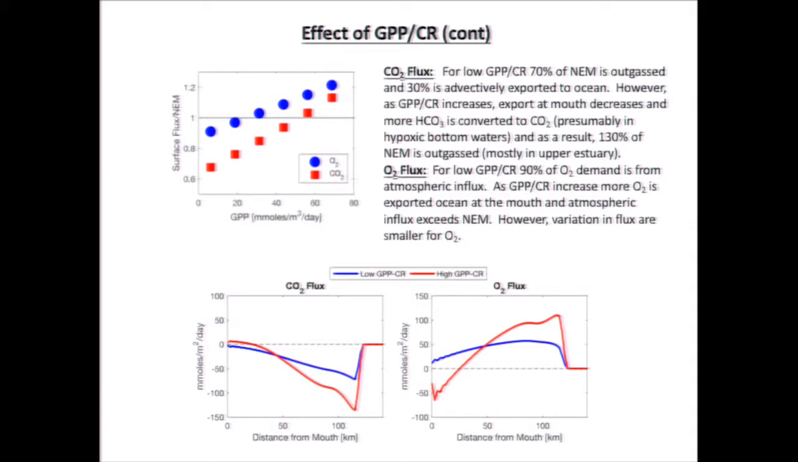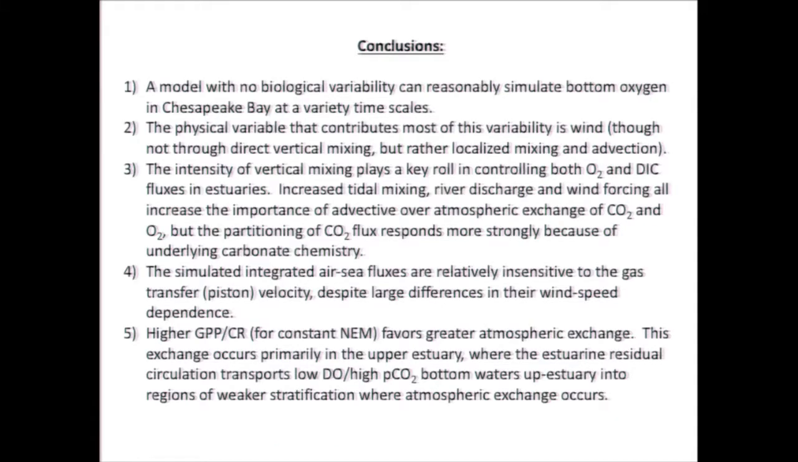So in order to save some time for questions, I'll try to conclude there. I covered a lot, probably too fast, but hopefully I demonstrated that a model with no biological variability can reasonably simulate oxygen at a variety of time scales. The physical variable that contributes most of this variability is the wind. It's not through direct mixing, but through localized mixing and advection that the oxygen gets up the bay. And then in terms of DIC and oxygen coupled dynamics, the intensity of the vertical mixing really plays a key role in how the system is processing both DIC and oxygen.